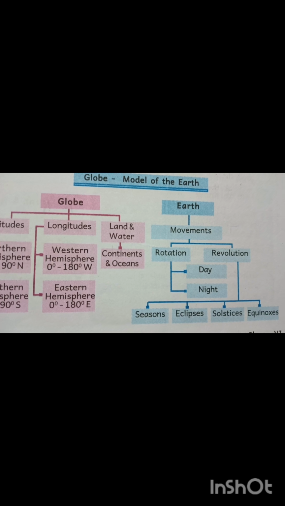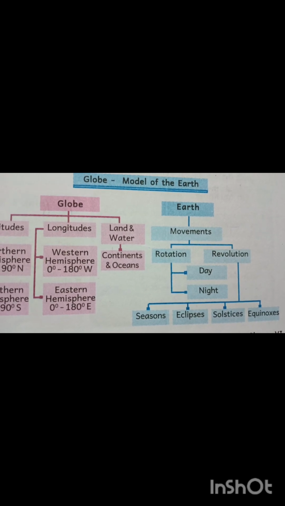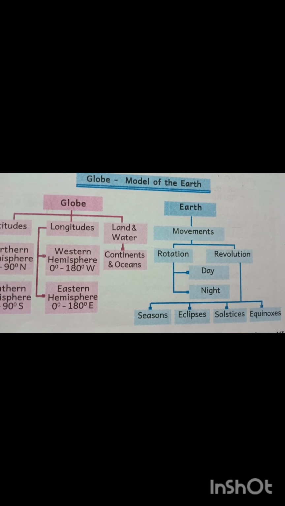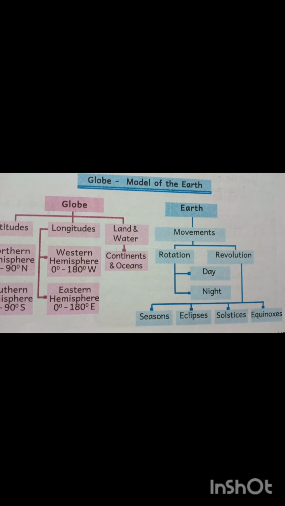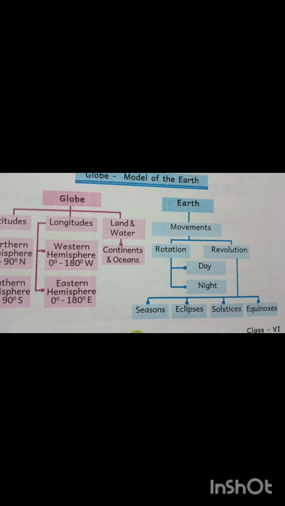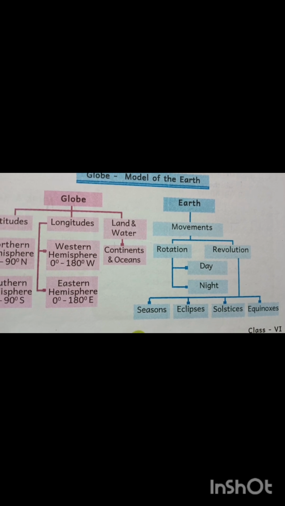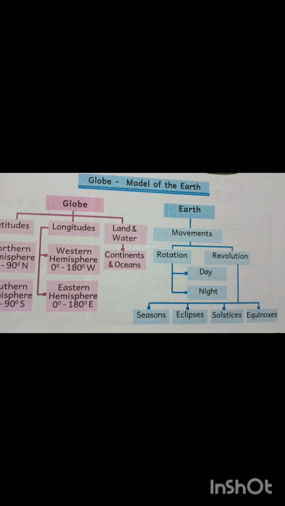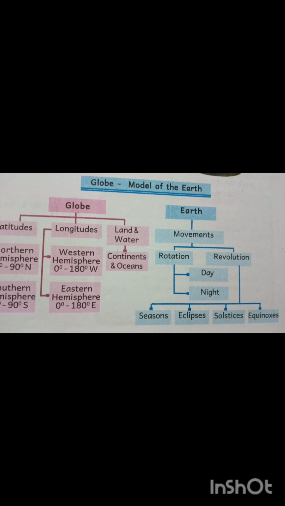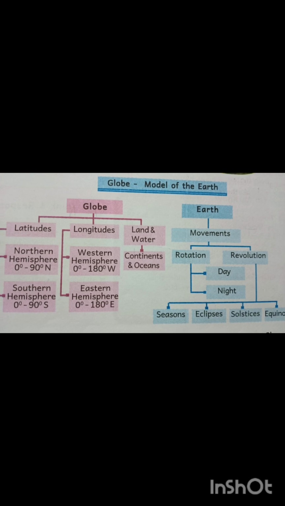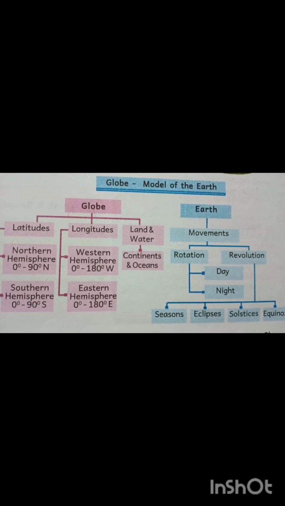Earth. The movements of the earth. The earth has two important movements: rotation and revolution. Rotation gives day and nights. Revolution gives seasons, eclipses, solstices, equinoxes. In this part, we are going to know all these things.